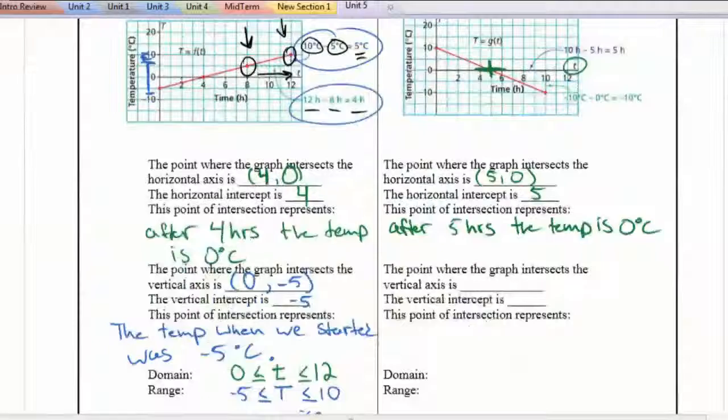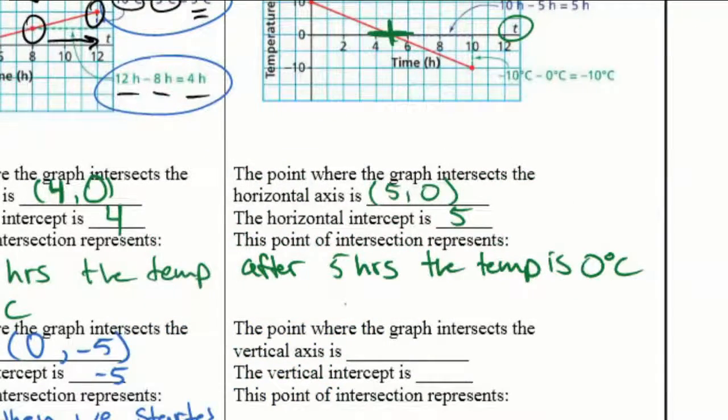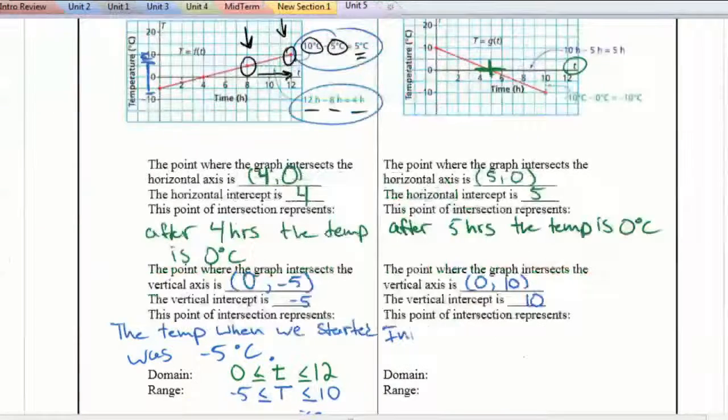Second part was the vertical axis. The vertical axis we intersected at x is 0 and 10. The vertical intercept is 10, and that means our initial temp is 10 degrees Celsius. So when we started recording our temperature, we started at 10.